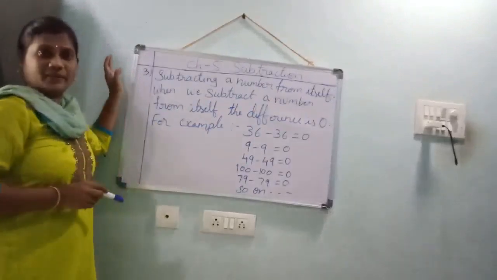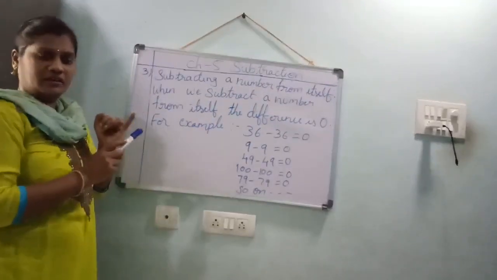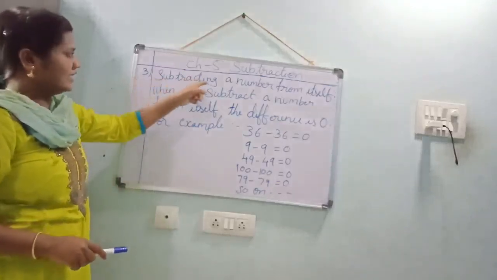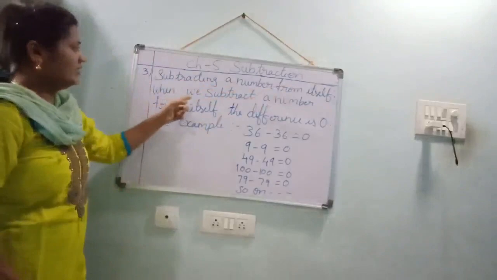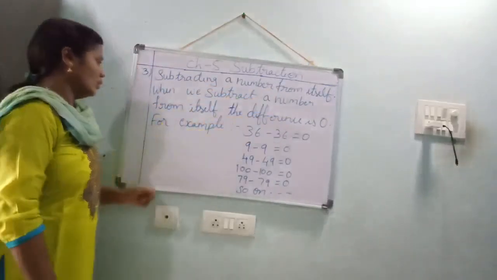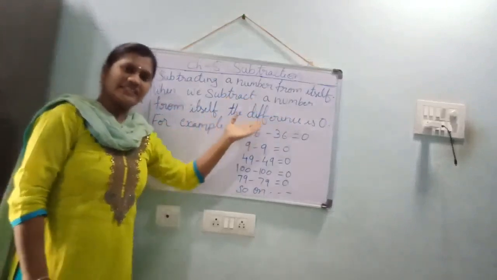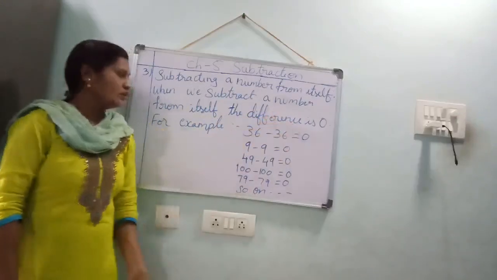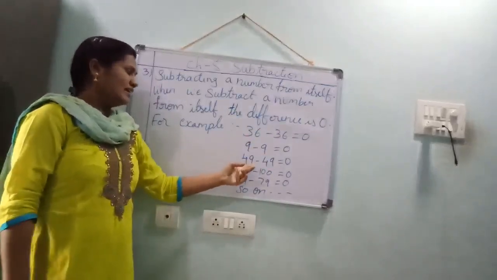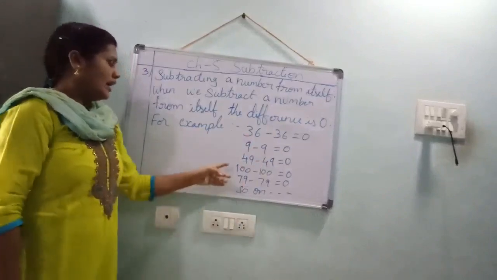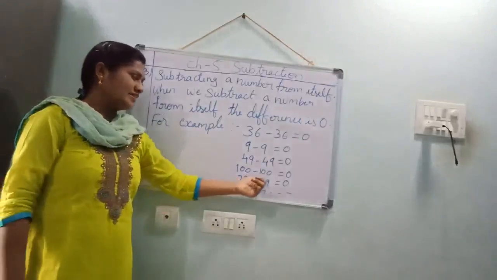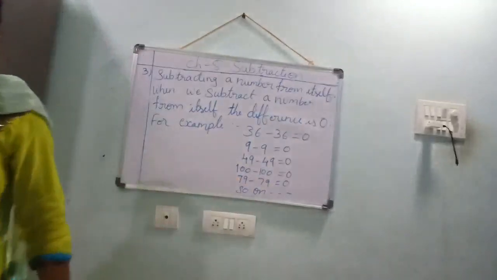Understood, children? See, this is the third property. You learned first property, second property. Now third property: subtracting a number from itself. When we subtract a number from itself, the difference is 0. For example, 36 minus 36 is equal to 0. 9 minus 9 is equal to 0. 49 minus 49 is equal to 0. 100 minus 100 is equal to 0. 79 minus 79 is equal to 0, and so on.